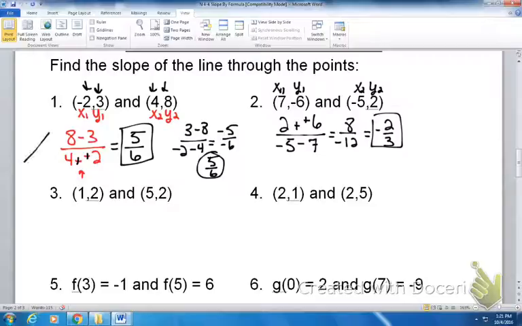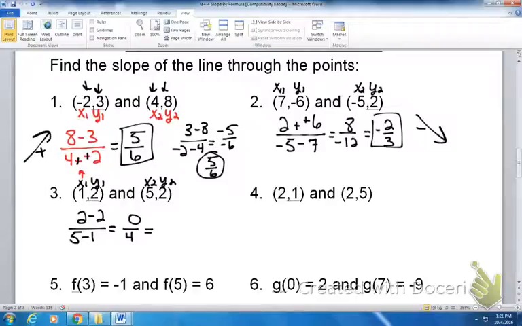So over here, guys, we had a positive slope, so up and to the right. Here, it was a negative slope, so down and to the right. That's what the line might look like. So let's look at 3 and 4. Number 3, I'm going to call this x1, y1, x2, y2. I have y2 minus y1, 2 minus 2, over x2 minus x1, 5 minus 1. 2 minus 2 is 0. 5 minus 1 is 4. Any 0 divided by anything gives us 0. That's our slope, which means this is a horizontal line.